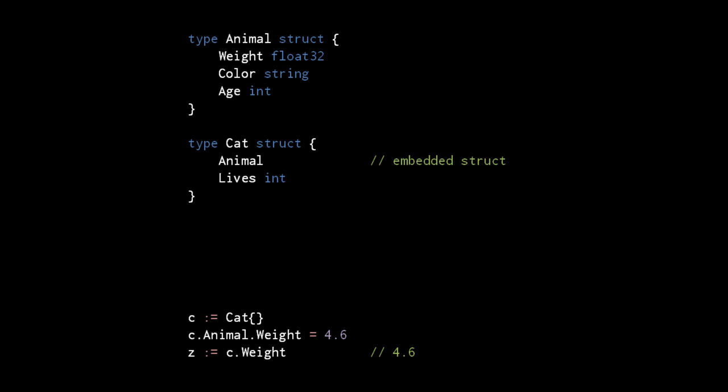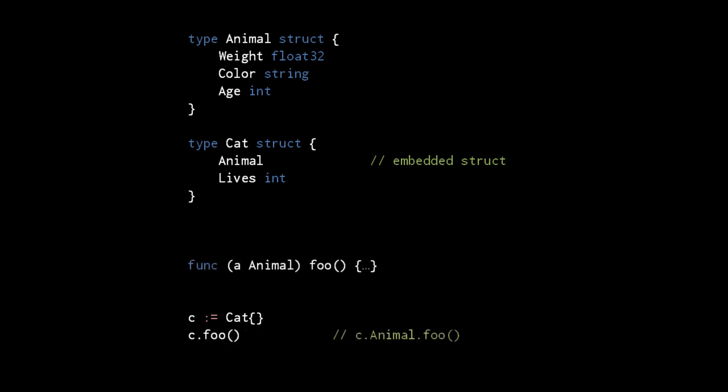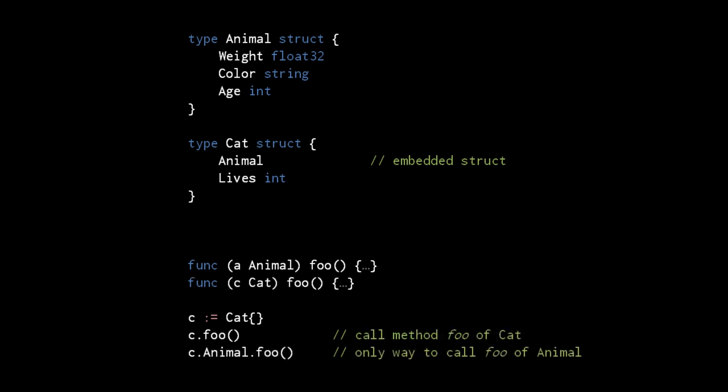A struct can also directly invoke the methods of its embedded types. Here we can invoke the foo method of the cat's animal field directly via the cat itself. Be clear, though, that animal is the receiver in the method call, not the cat. If, however, we define a method foo for cat itself, then c.foo invokes foo of cat, not animal.